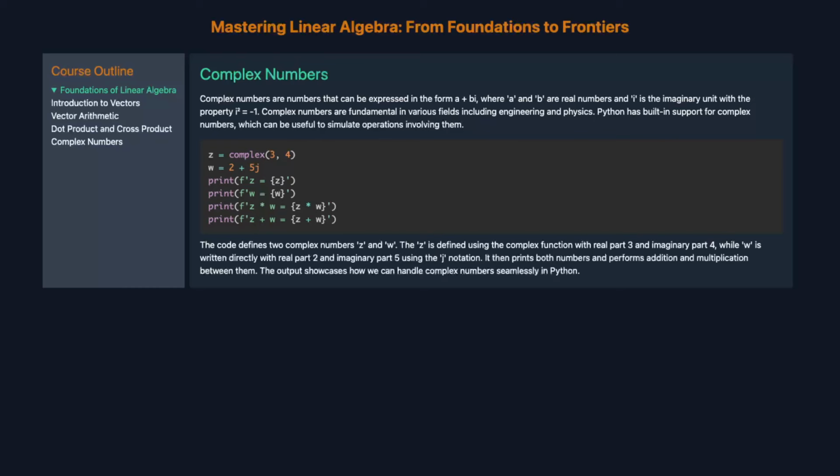The code defines two complex numbers z and w. The z is defined using the complex function with real part 3 and imaginary part 4, while w is written directly with real part 2 and imaginary part 5 using the j notation. It then prints both numbers and performs addition and multiplication between them. The output showcases how we can handle complex numbers seamlessly in Python.